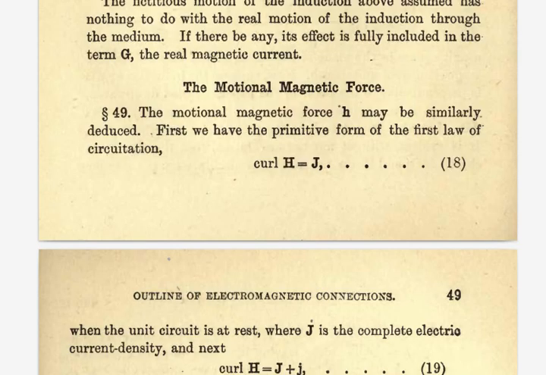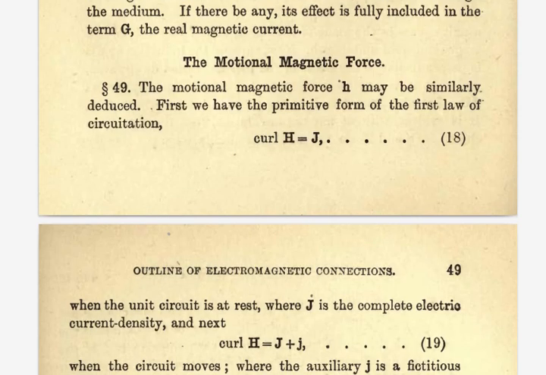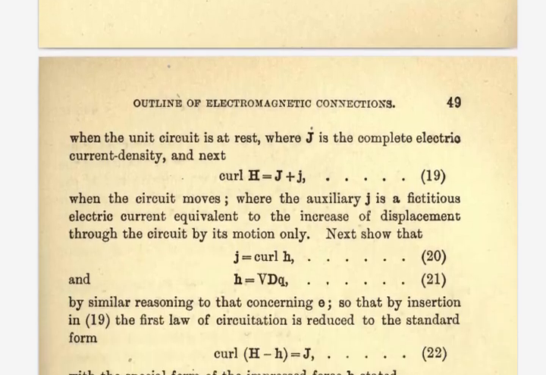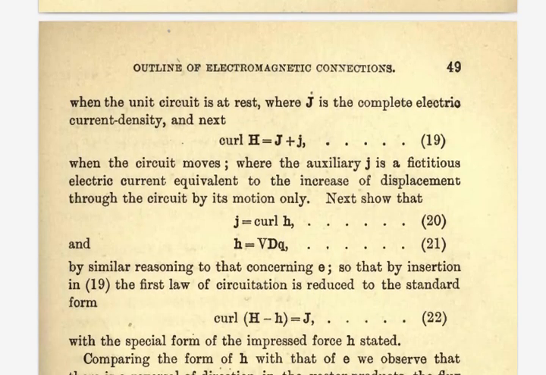The motional magnetic force small h may be similarly deduced. First we have the primitive form of the first law of circuitation: curl H equals J when the unit circuit is at rest, where J is the complete electric current density, and next, curl H equals J plus small j when the circuit moves, where the auxiliary small j is a fictitious electric current equivalent to the increase of displacement through the circuit by its motion only.